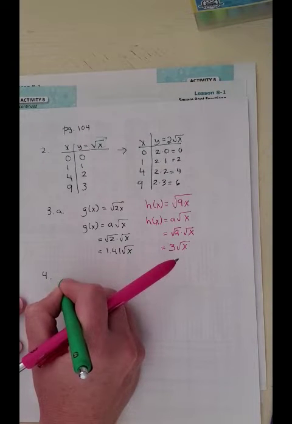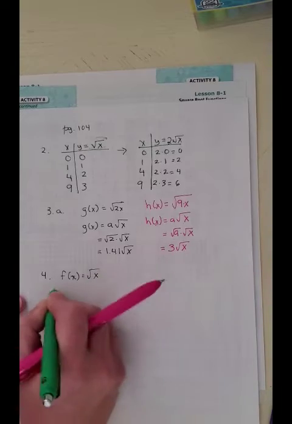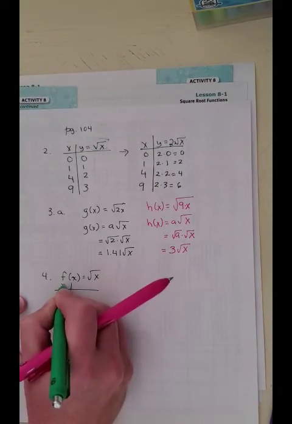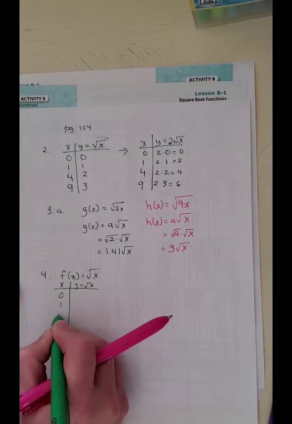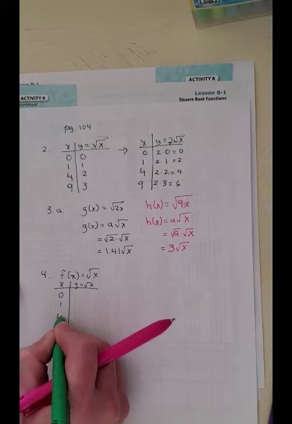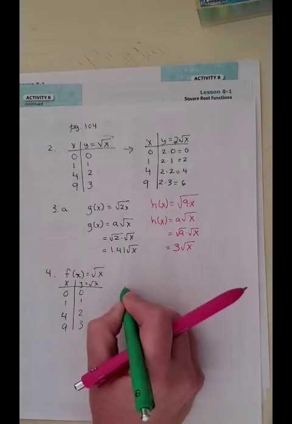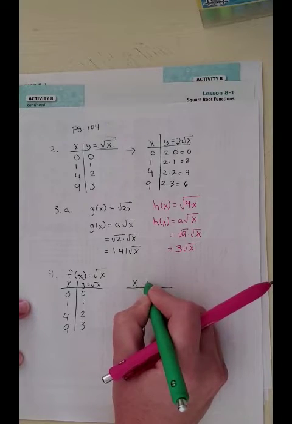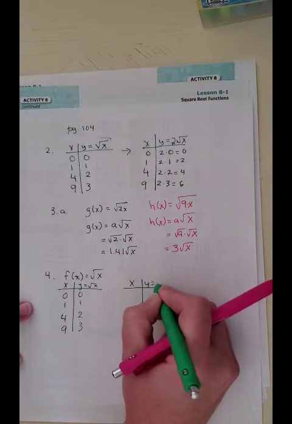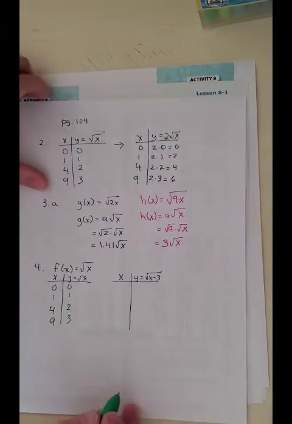If we want to investigate f of x equals square root of x, we look at our table of values: x, and then y equals square root of x: 0, 1, 4, 9, and y values 0, 1, 2, 3. We could compare them algebraically and see what will happen if we have x and then y equals square root of x minus 3.